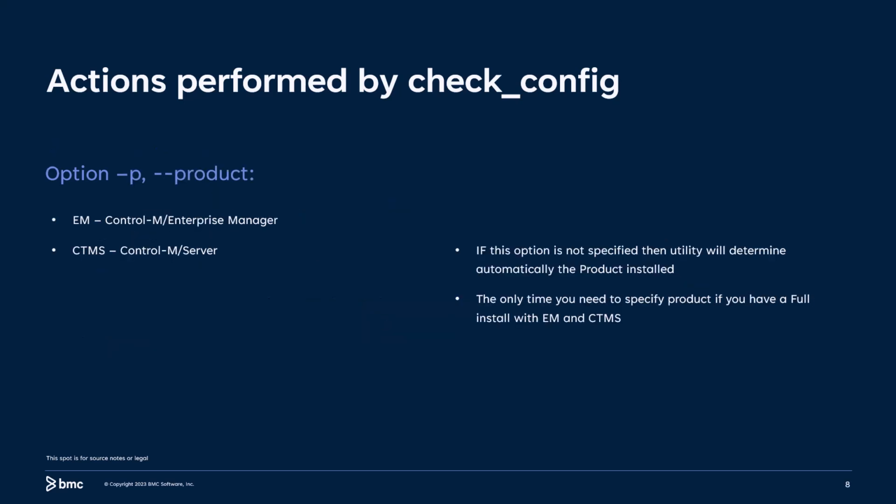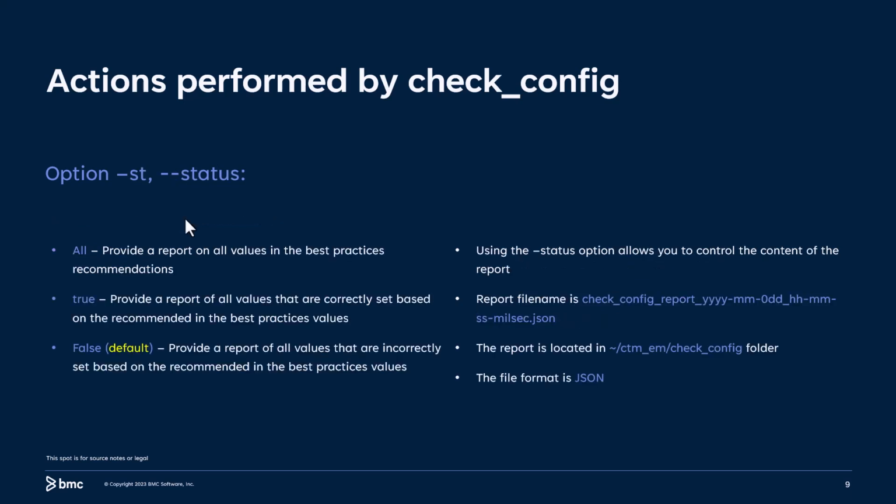Option -P or product allows you to specify which product to check for in your environment if you have a full install or both EM and server are installed. If you don't specify this option, then the utility will automatically determine the product. The next option is the -ST or status.